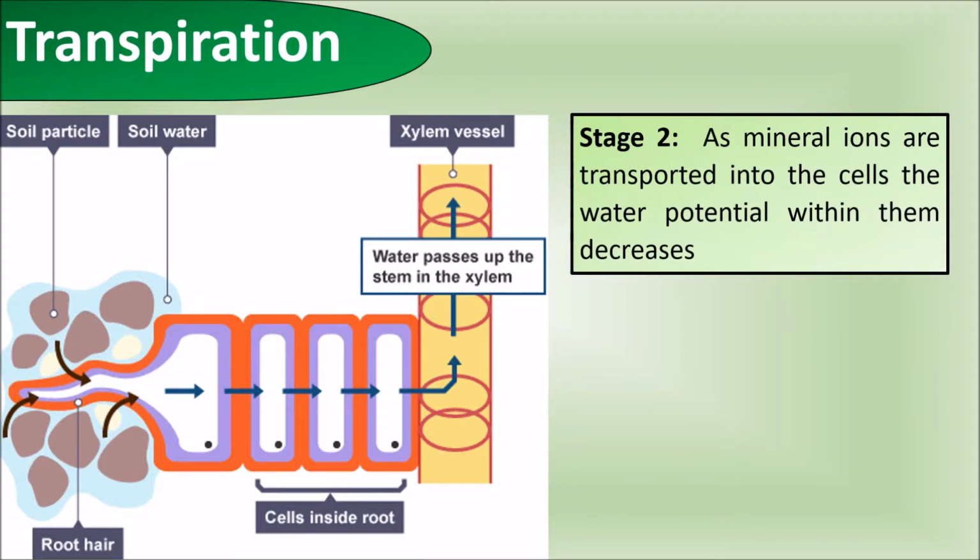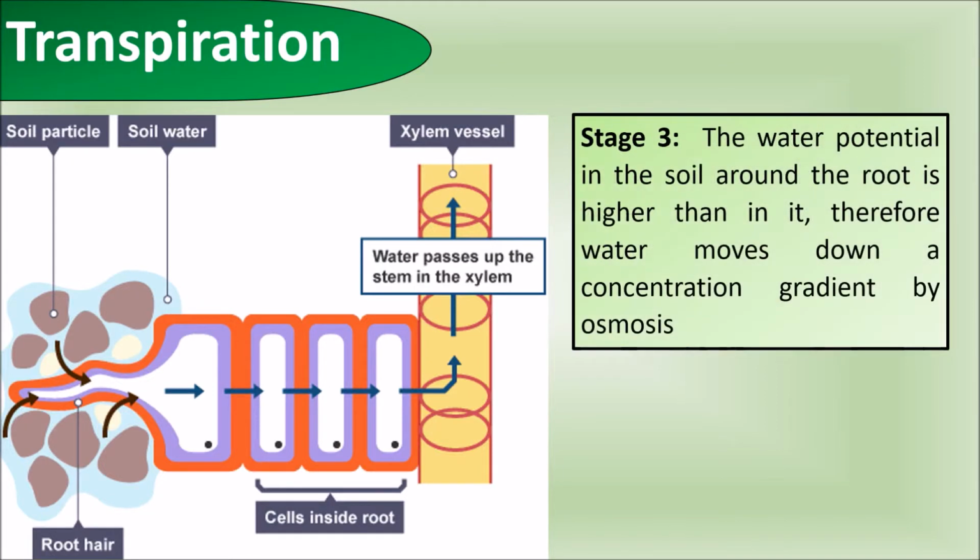As mineral ions are transported into the cell, the water potential within them decreases. It's important to keep continually talking about water potential as we talk about transpiration. The water potential in the soil around the root is higher than in it. Therefore, the water moves down a concentration gradient by osmosis. It's a key thing to remember here that whenever we're talking about the movement of water, we refer to it as osmosis.